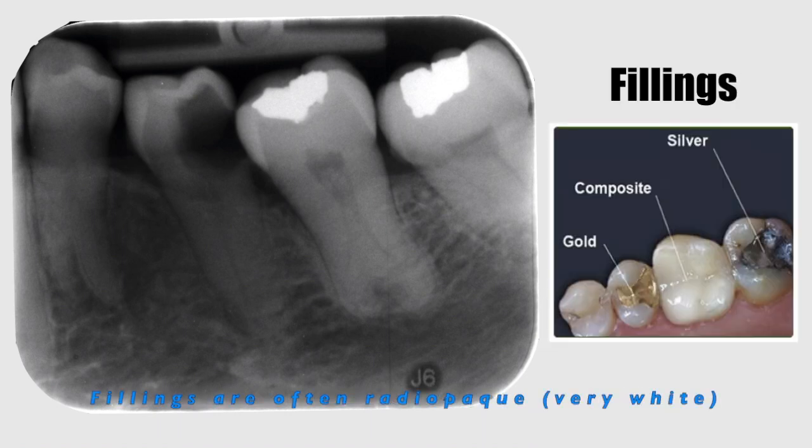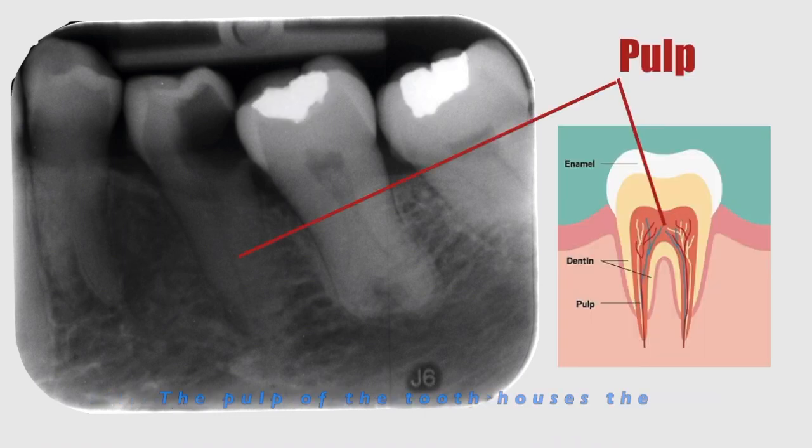Fillings are often radioopaque or very white and easy to identify for the convenience of doctors. The pulp of the tooth houses the nerves and the blood vessels, basically where all the nutrition comes from. Since it's a soft tissue, x-rays pass right through it and hence it appears dark or radiolucent.